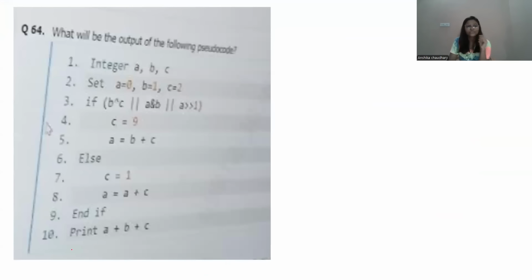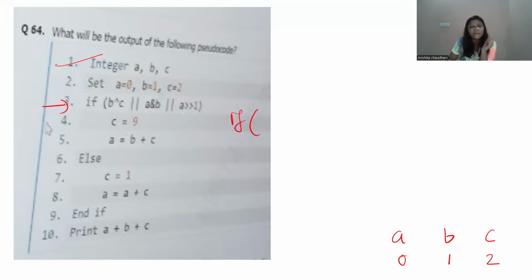Okay, so this is the next question, and let me take the pen. So A, B, C, there are three integers, and we have A equals 0, B equals 1, and C equals 2, right? So A equals 0, B equals 1, C equals 2. All right. So in line number three, what we need to do, we are checking B XOR C.